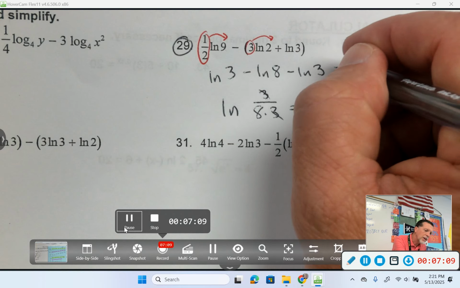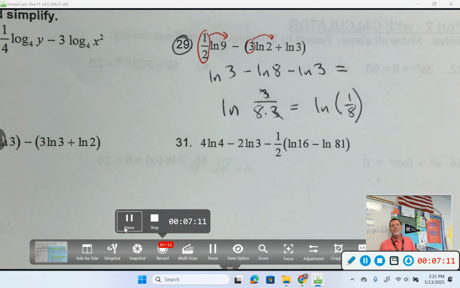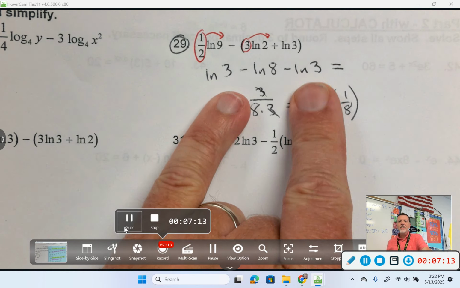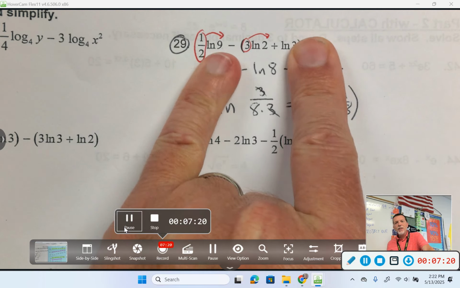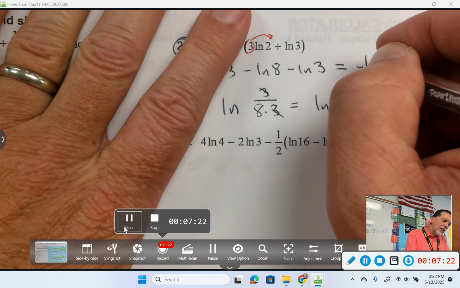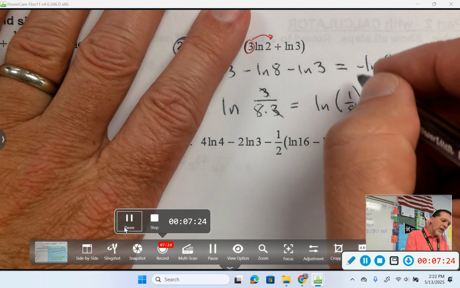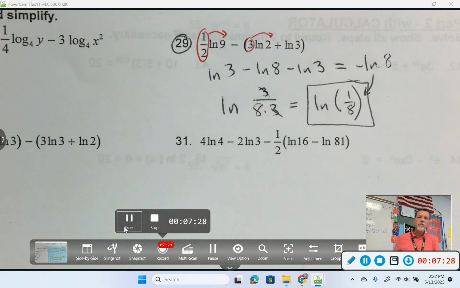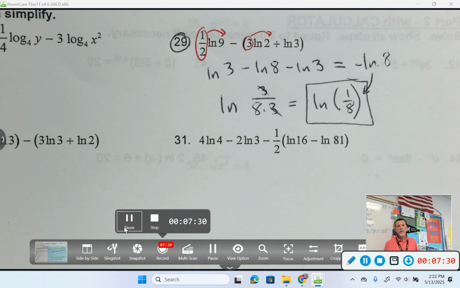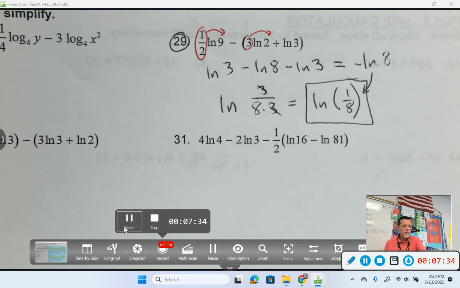Slightly different way to work that. If you had seen it right here, what's the natural log of 3 minus the natural log of 3? Yeah, those would cancel. And you could get negative natural log of 8. And then if you put that minus sign up top, you flip it over and get natural log of 1/8. So, almost as always, the harder the problem, the more ways there are to get to the answer.